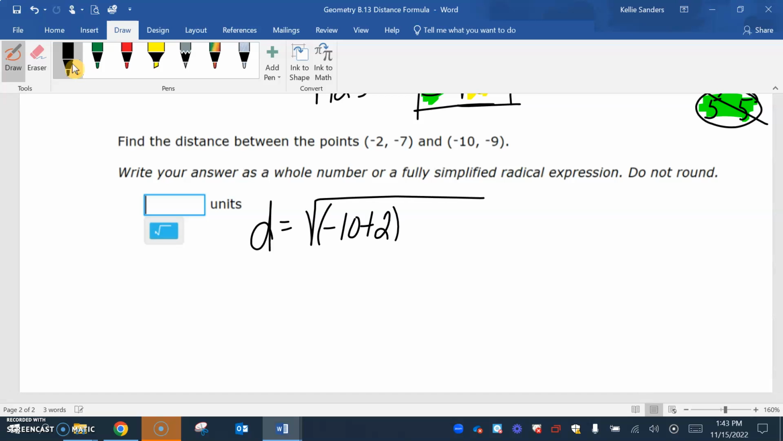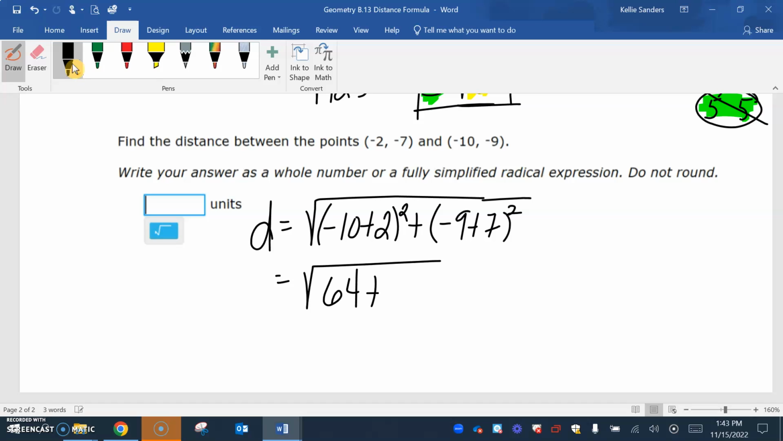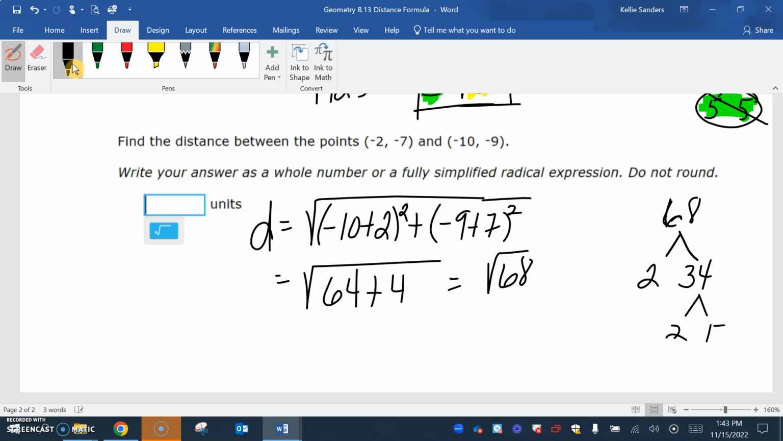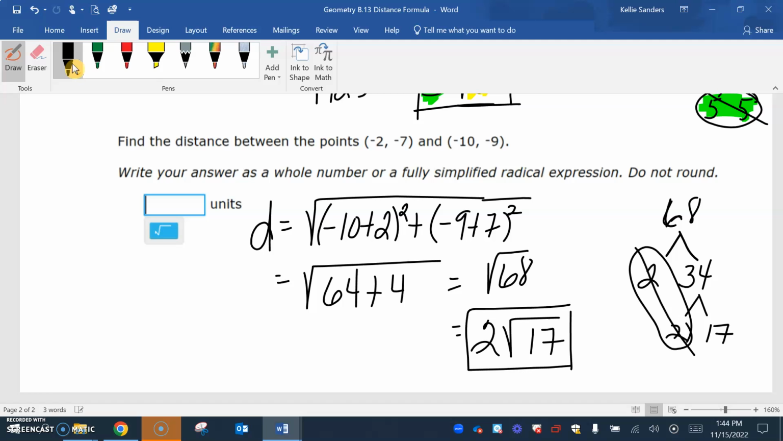Negative 10 plus 2 squared. Negative 9 plus 7 squared. 8, so 64. 2, so 4, which is the square root of 68. I do not know if that breaks down into anything, so I am going to see. And it does. I do have a pair of 2s. So that pair of 2s turns out to be 2 on the outside. And the 17, since it didn't have a pair, stays on the inside.